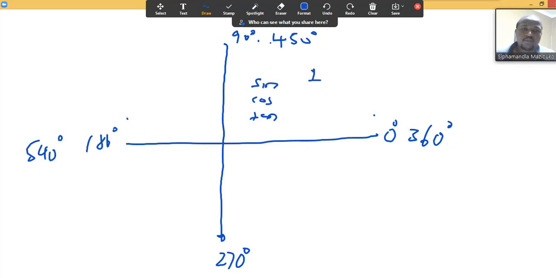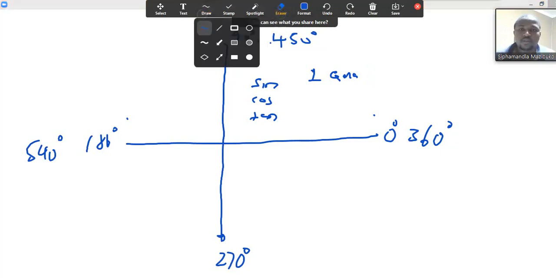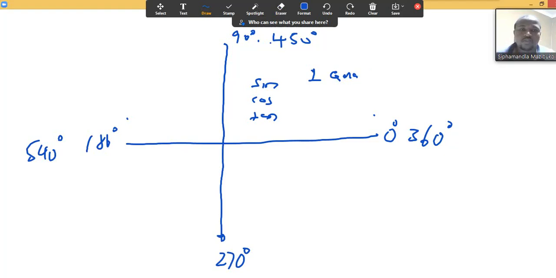You can look at the first quadrant. So the spelling is first quadrant, and we're calling this a second quadrant. This one would be the second quadrant.